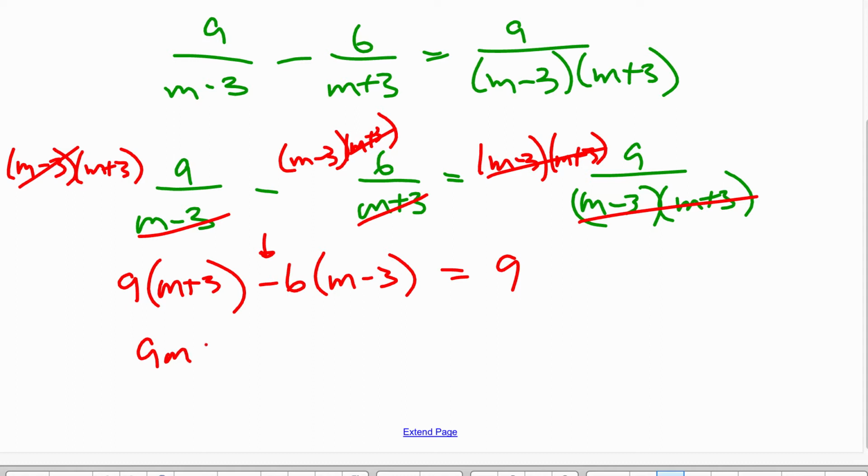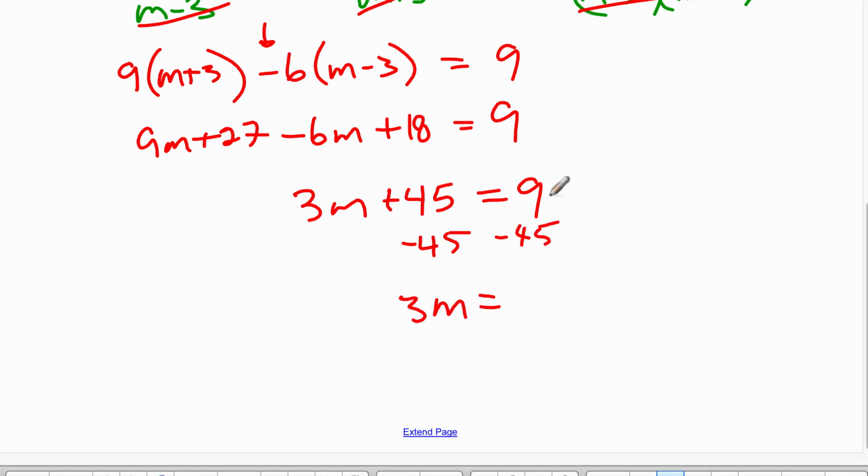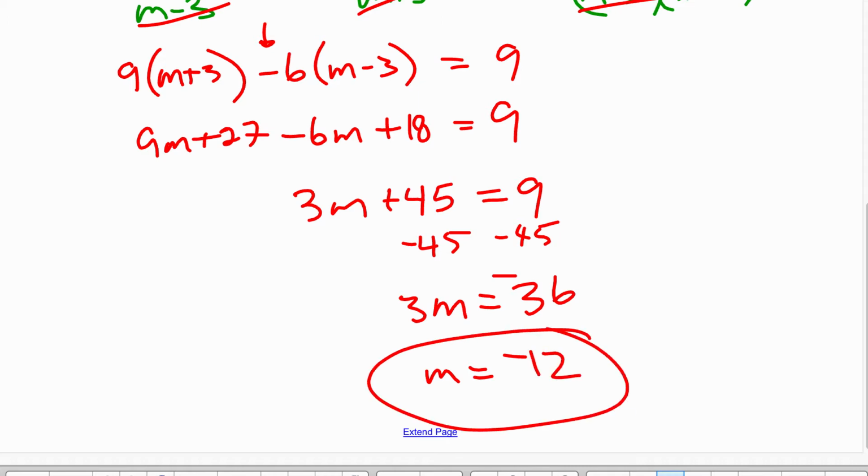So this would be 9m plus 27, and then a minus 6m plus 18 is equal to 9. Now I want to get the m's together, so 9 minus 6 would be 3m. 27 plus 18, that's got to be about 45, is equal to 9. Now let's subtract 45 on both sides. So I'll get 3m is equal to whatever 9 take away 45 is. 36, I think. Oh, it would be negative 36. Now I'll divide both sides by 3. 36 divided by 3, I think, is 12. So m is equal to negative 12.